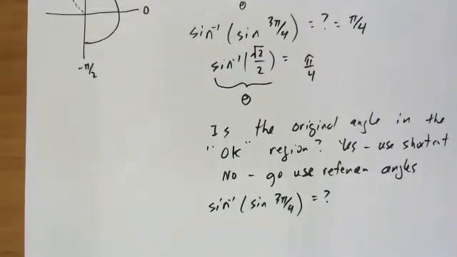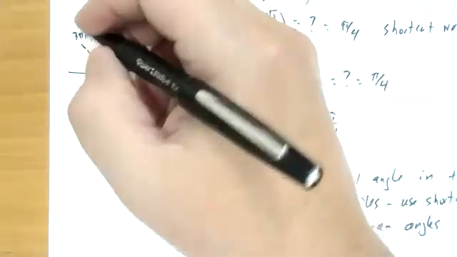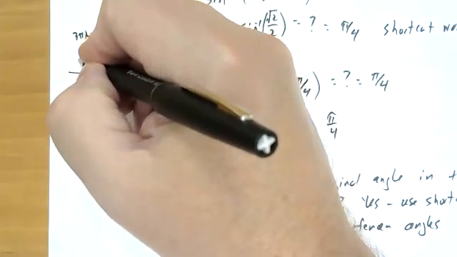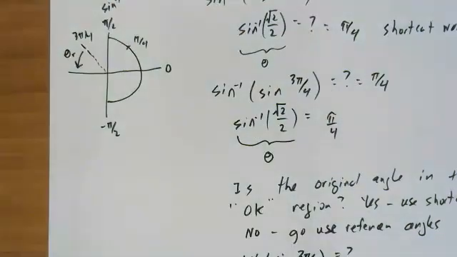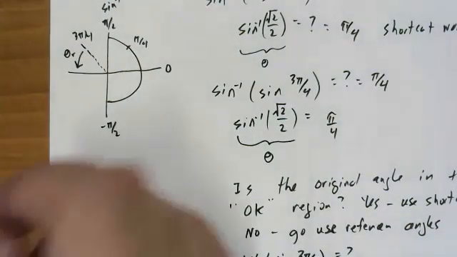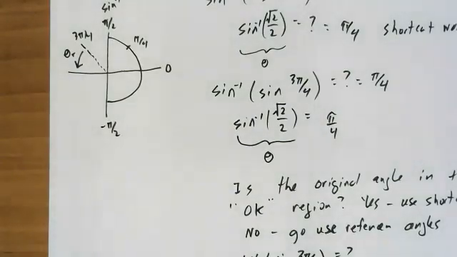Here's my 3 pi over 4 angle. The reference angle is always the shortest angle back to the x-axis. It could be the negative x-axis, or the positive x-axis. That's what the reference angle is.